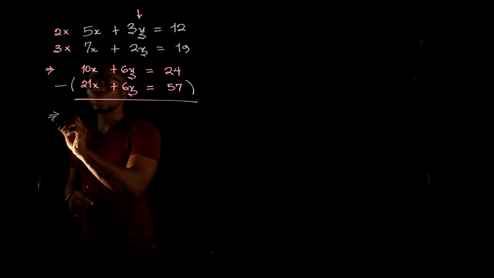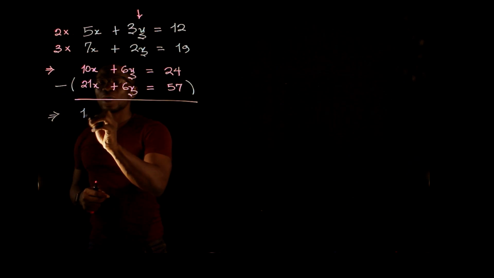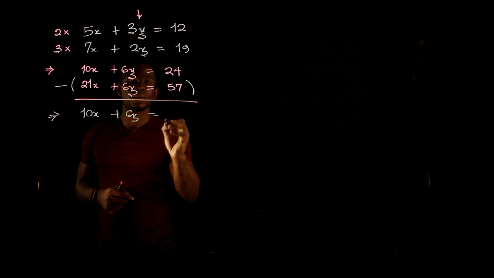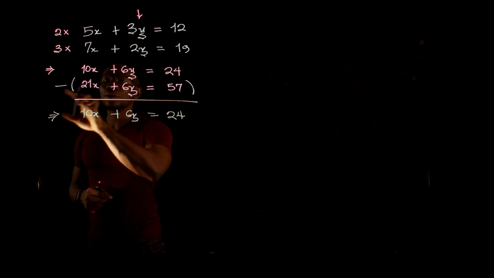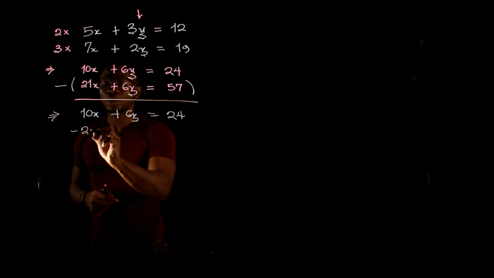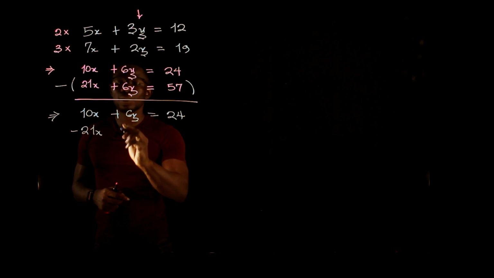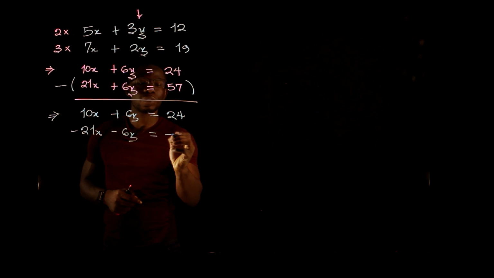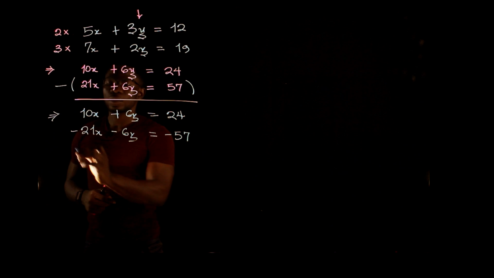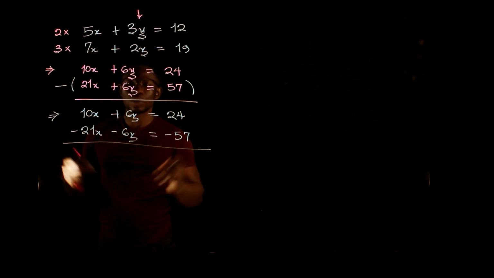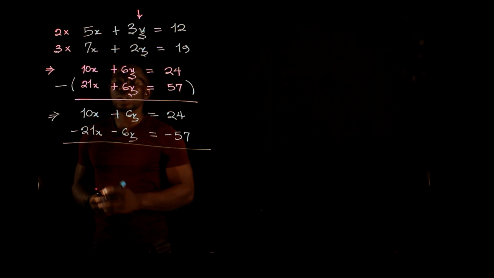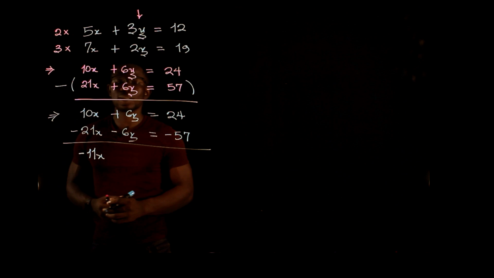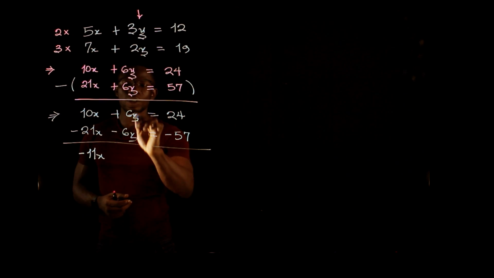So if we rewrite our set of equations, we have that 10x plus 6y equals 24. And now this is going to be minus 21x minus 6y equals, the minus also spreads here, minus 57. So now we can go ahead and solve. So 10x minus 21x is going to be equal to minus 11x. Now plus 6y minus 6y cancels out.